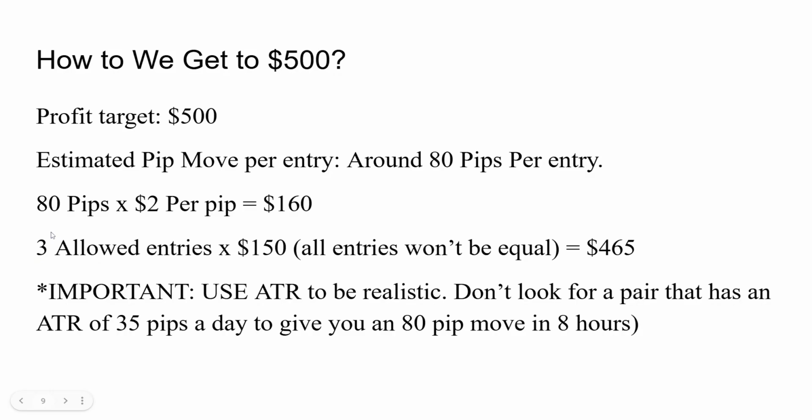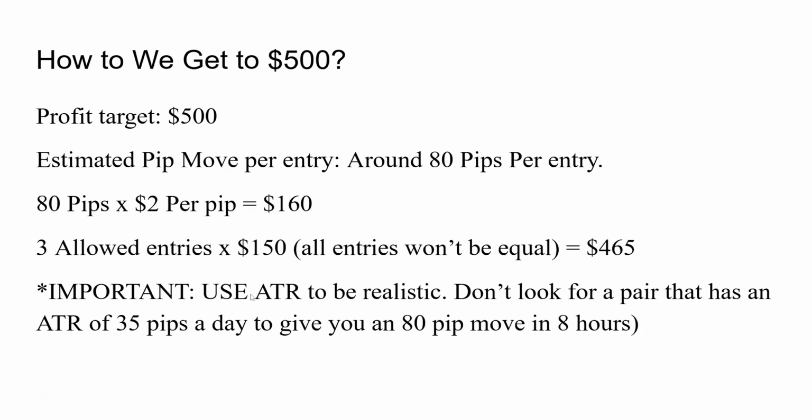So if we have 3 allowed entries times, I put 150 because all the entries aren't going to be in the same place. They won't be equal. So I just averaged it down a little bit. So I said about 150, give or take around that range. Again, it's going to be about $465 if I max out and take 3 entries at $2 a pip and get 80 pips. So that's what I'd be looking for.